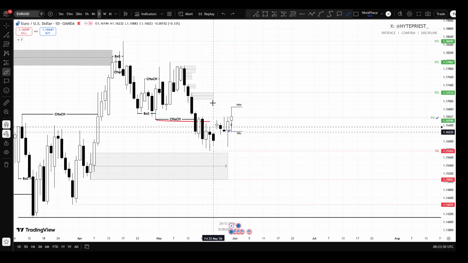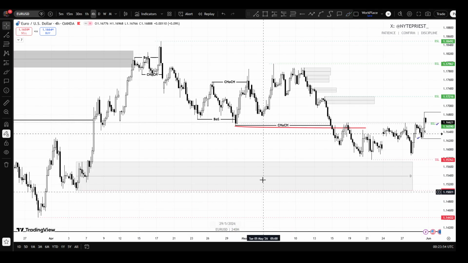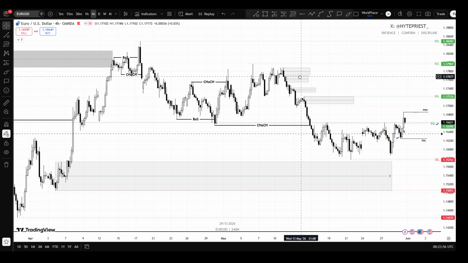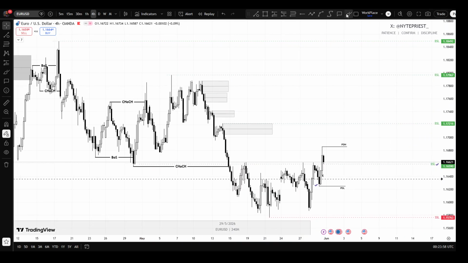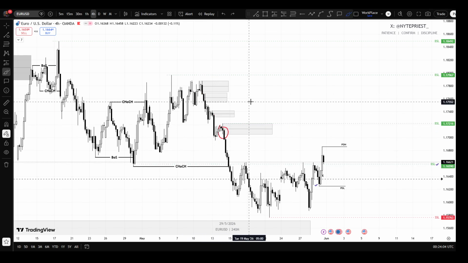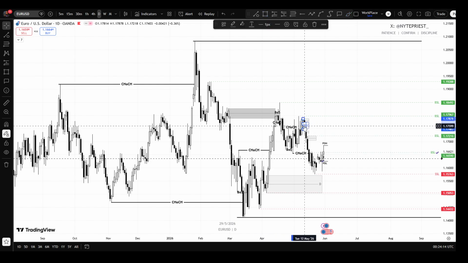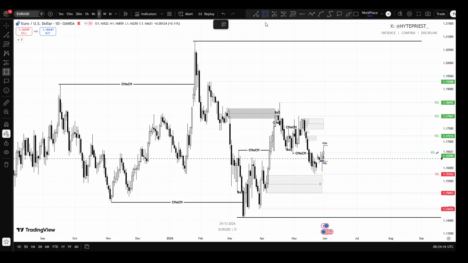So on the H4 time frame, we have this order block here, and then this, and then this. So we have four order blocks on the H4 time frame. Let's see on the daily time frame. On the daily time frame too, we're having these daily zones here.